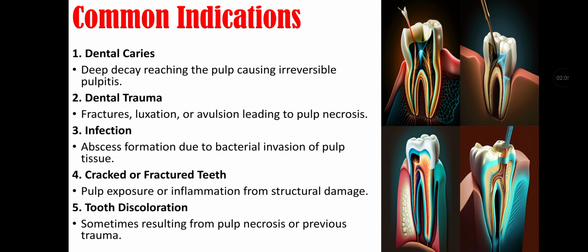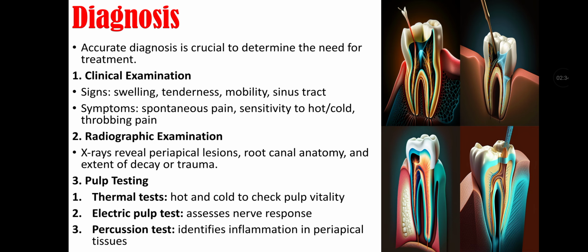Common indications of endodontics. First is dental caries, as deep decay reaching the pulp cause irreversible pulpitis. Second is dental trauma, as fractures, luxation, or avulsion lead to pulp necrosis. Third is infection, as abscess formation due to bacterial invasion of pulp tissue. Fourth is cracked or fractured tooth, that is pulp exposure or inflammation from structural damage. Fifth is tooth discoloration, as sometimes it results from pulp necrosis or previous trauma.